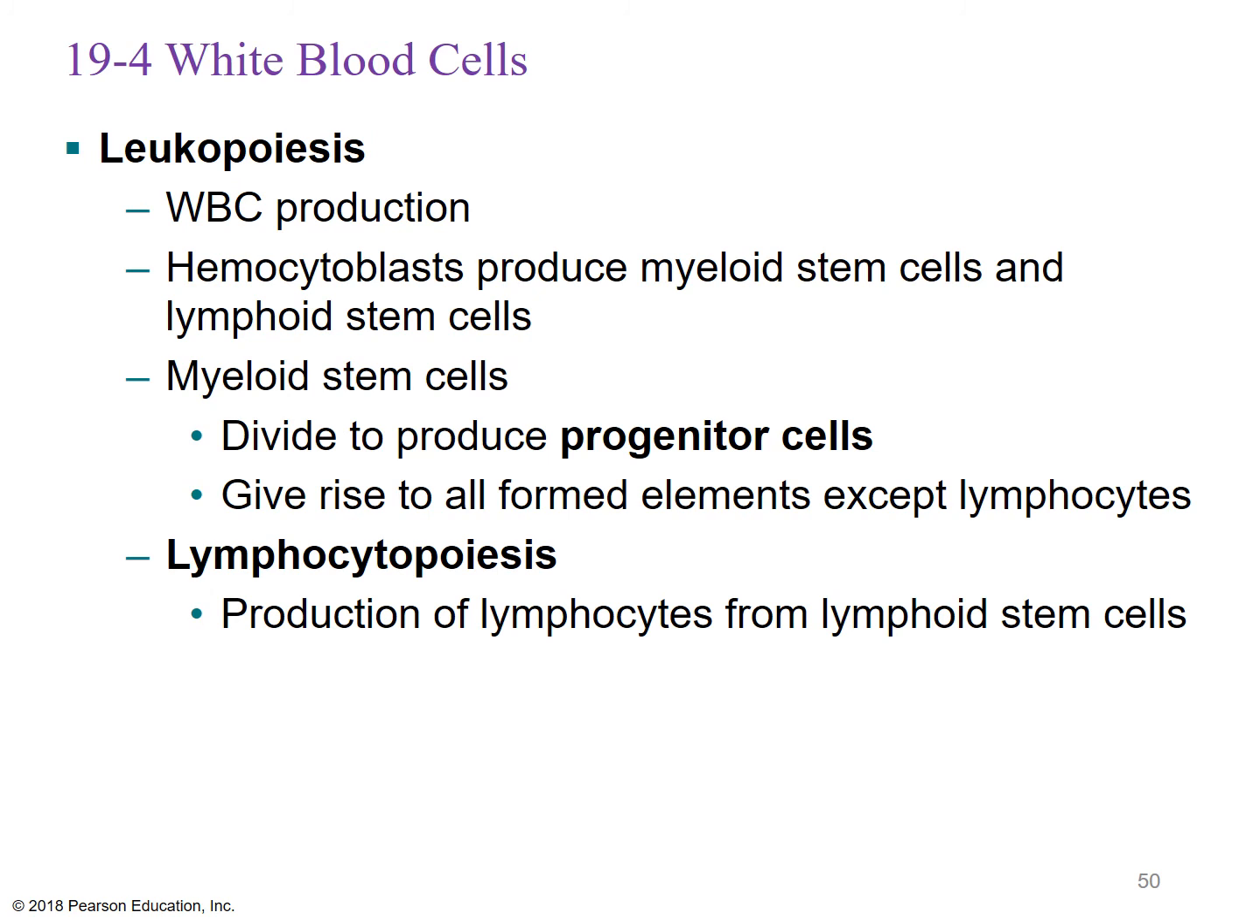So leukopoiesis is the term for white blood cell production. Remember, erythropoiesis is red blood cell production. Hematopoiesis or hemopoiesis is production of formed elements. So lots of different poiesis here. Hemocytoblasts will produce those myeloid stem cells and the lymphoid stem cells like we talked about earlier. The myeloid stem cells will divide to produce progenitor cells, and these will give rise to all of the formed elements except for the lymphocytes. Remember, the lymphocytes come from lymphocytopoiesis because they are from the lymphoid stem cells, not the myeloid stem cells.